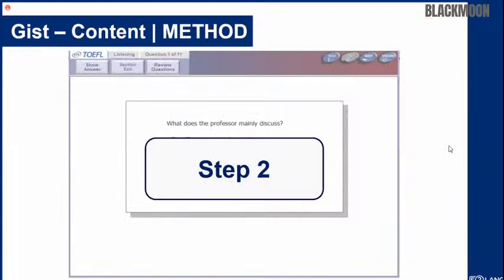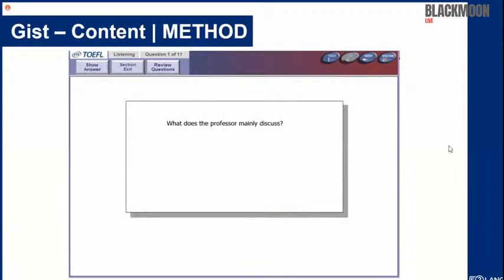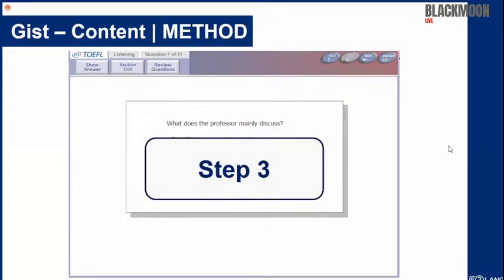All right, so let's move on to step 2. Step 2 is to read the question. And the narrator will read this out for you. What does the professor mainly discuss? So when you see something like this, mainly discuss, what is it mainly about? What is the main idea? What is the main topic? Then you know that it's a gist content question. So then start thinking about the more general idea, which is step 3.